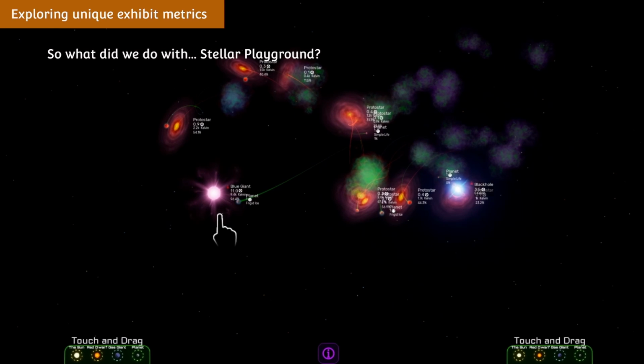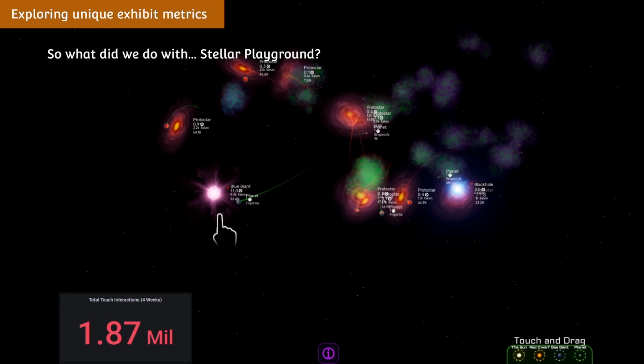Oh, really quick, Stellar Playground is one of our exhibits on a touchscreen. A lot of people can interact and throw out stars, and it's just absolute chaos. You get to watch stellar evolution and collisions and awesomeness. Anyways, these palettes in the bottom corners are how people interact with it as far as adding stuff. But in 4 weeks, we detected almost 2 million touches, which is pretty nuts.